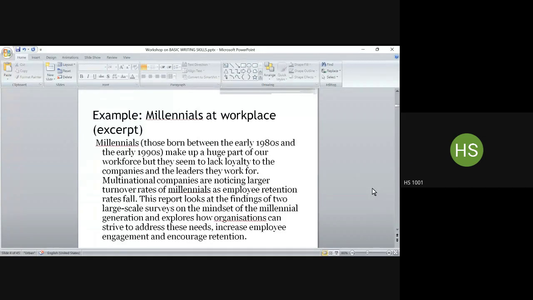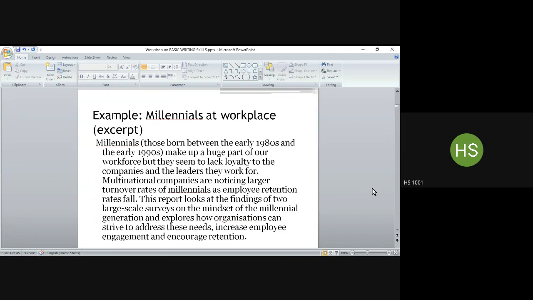Yeah, no, you don't have to give me anything that is not present in the paragraph. You can actually pick it out of the paragraph directly. Topic is your millennials, right? And the main idea that the paragraph is trying to convey about the topic is that they seem to lack loyalty to the companies and the leaders they work for. This becomes the main idea that is being discussed about the millennials. So, topic and the main idea about the topic.